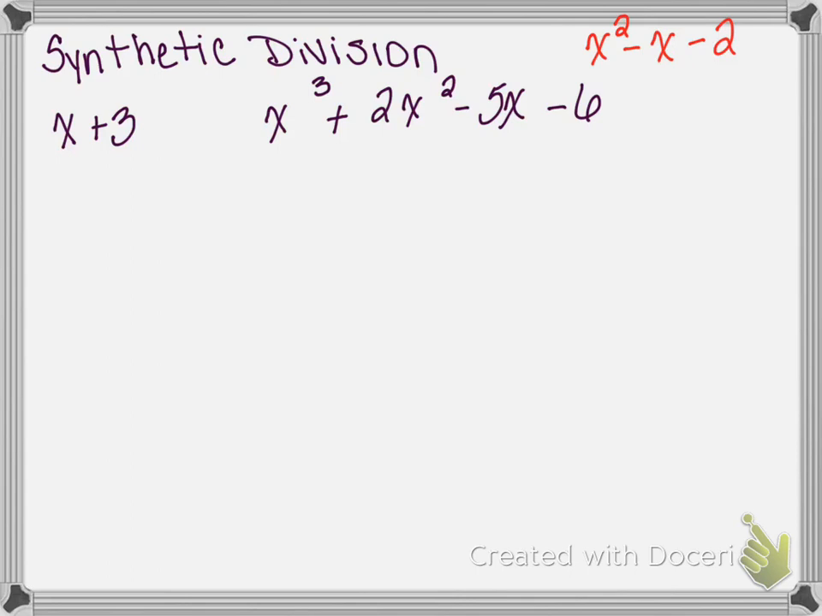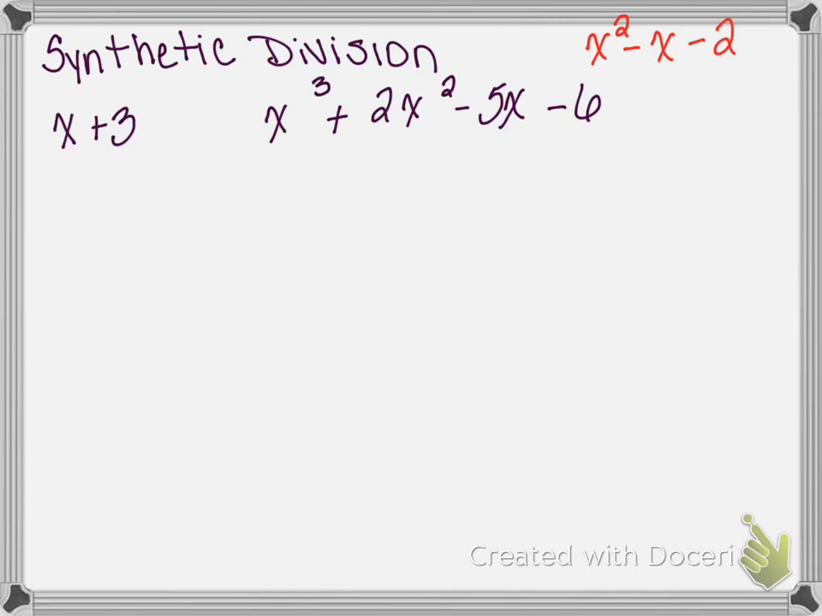So I'm going to use one of the examples that we had on our discussion board, and I want to show you how to do it using synthetic division. So our problem is x cubed plus 2x squared minus 5x minus 6. And we are going to divide that polynomial by x plus 3.